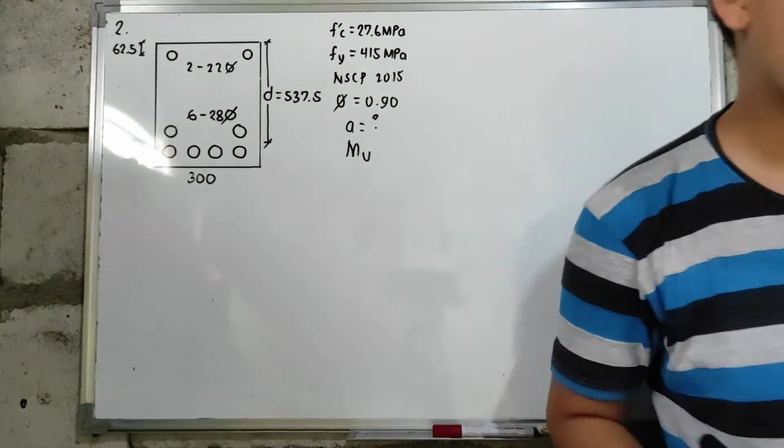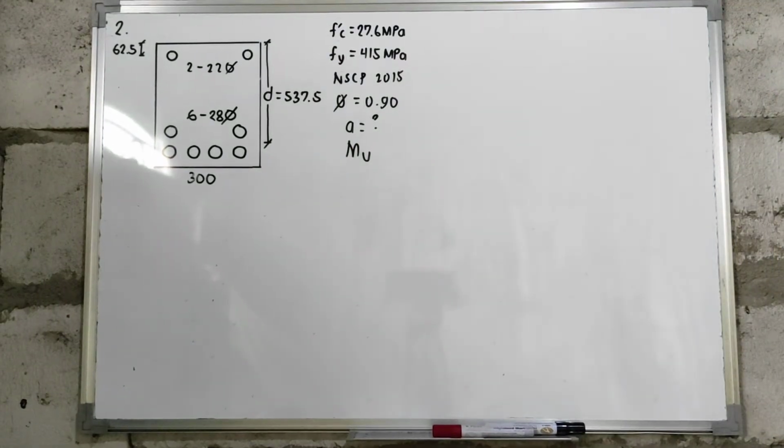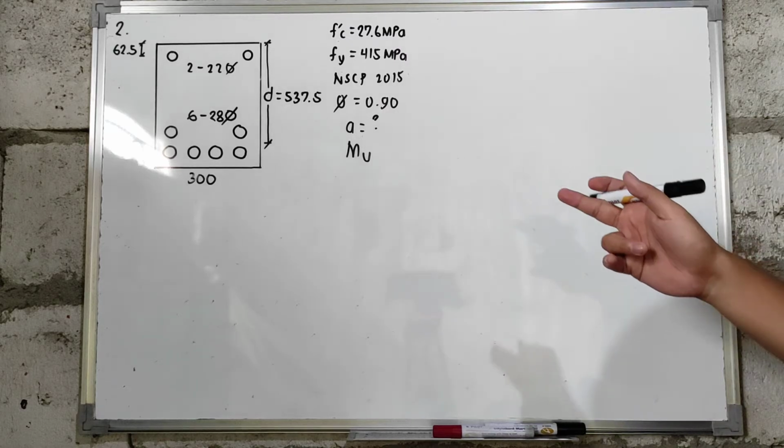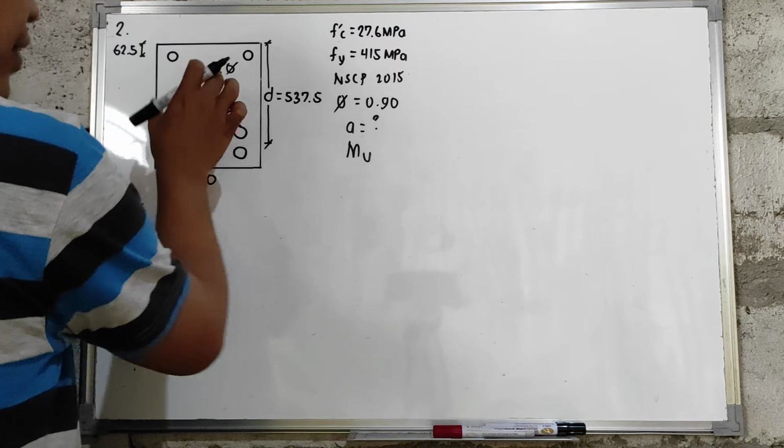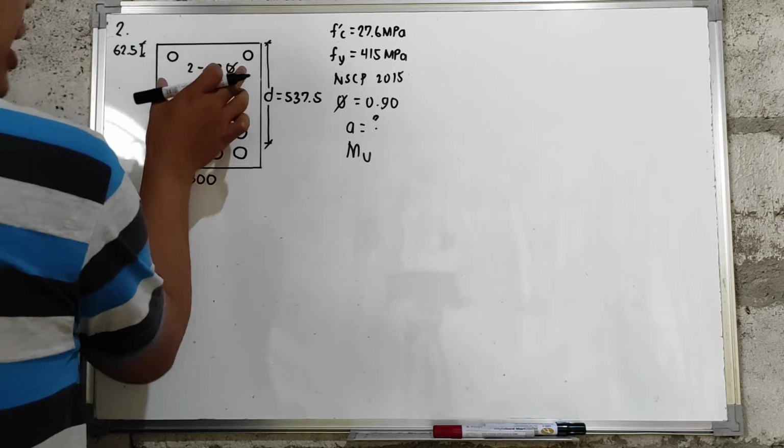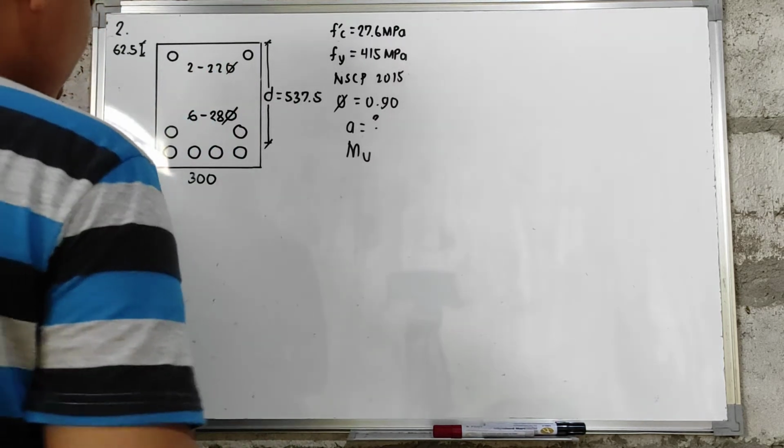So when we hear ultimate, that is the subscript U. For this, we will first find the height of our compression block. So how do we do that? Since we have a doubly reinforced beam, for step 1, let us first check if it is really a DRB. So how do we check that?